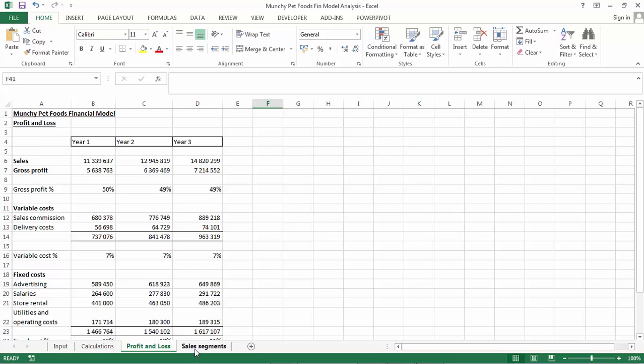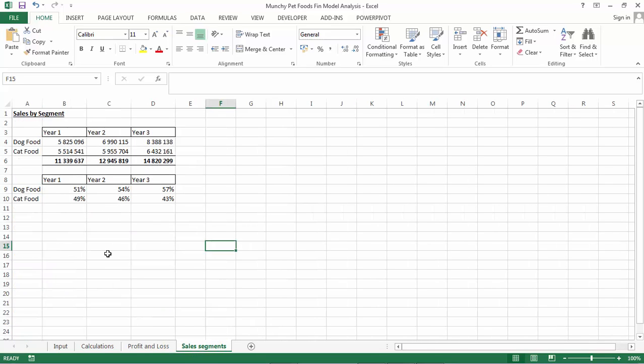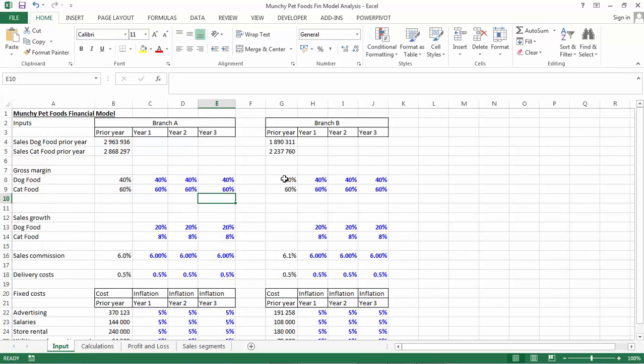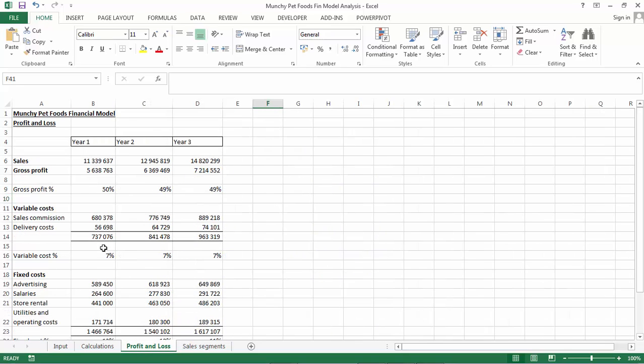Now, why is that? Well, if we do a simple analysis of sales of dog food and cat food and look at the percentages, we can see that dog food as a percentage of sales is increasing from year 1 to year 3, and the gross profit margin of dog food is lower than cat food. It's 40% versus 60%. So the product with the higher margin is growing slower than dog food, the lower margin product, and that means our gross profit is declining over time.